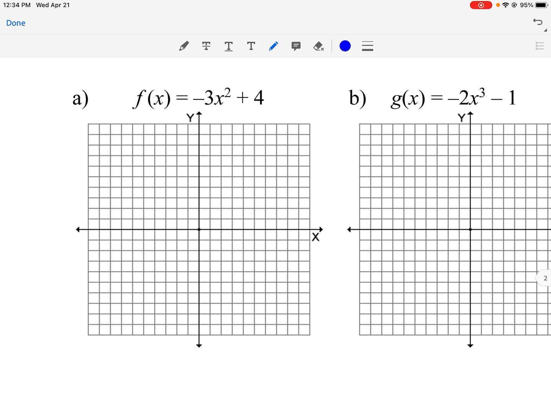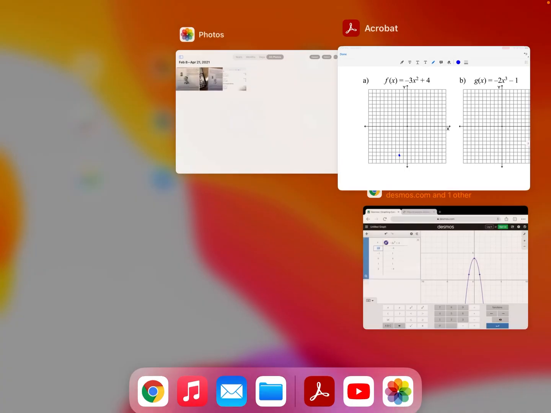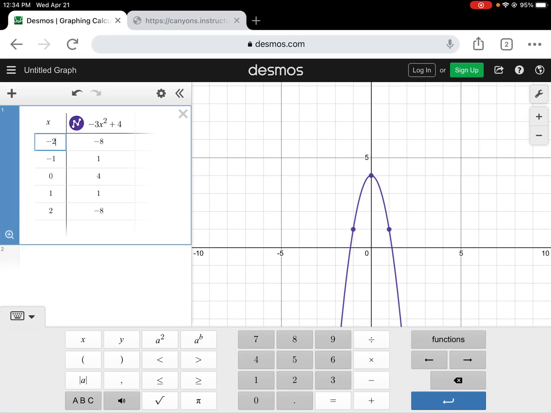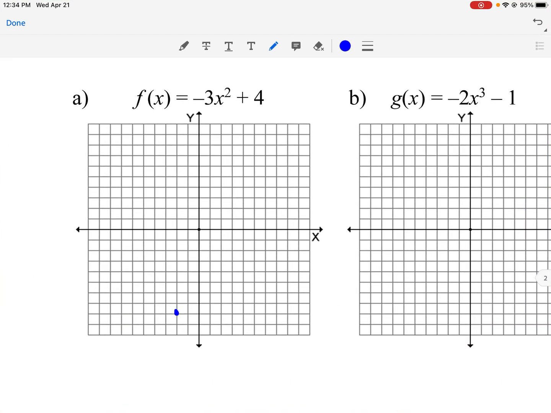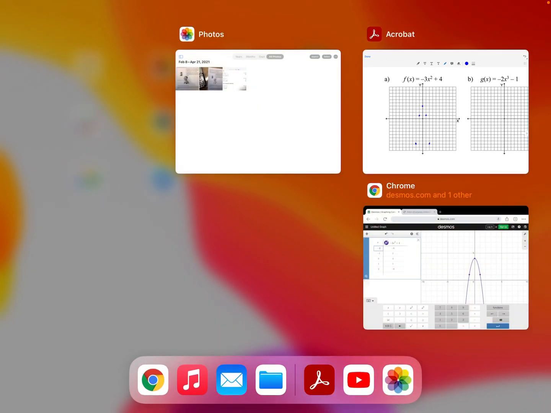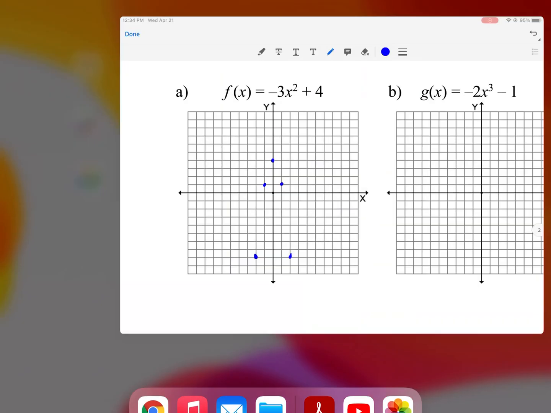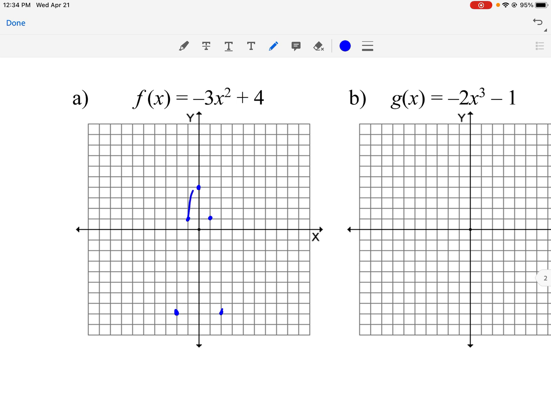So negative 2, negative 8, 1, 2, 3, 4, 5, 6, 7, 8. Negative 1, 1, 0, 4. And then I think it's reflected and comes back down just like this. Yep, it sure does, and then you just connect. And again, you can look at your graphing calculator and it will show you what the shape of this graph looks like, but I do need specific points to be graphed. I want to see your dots on your graph, just like that.